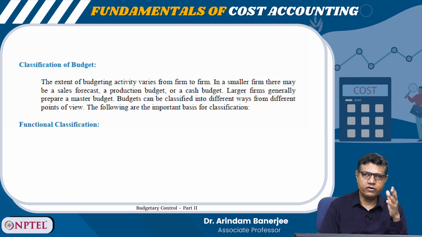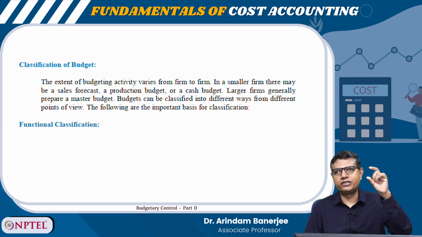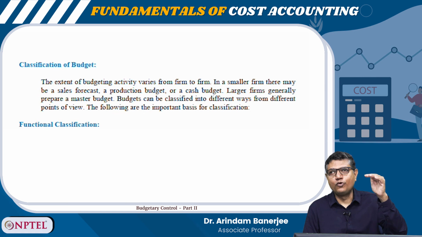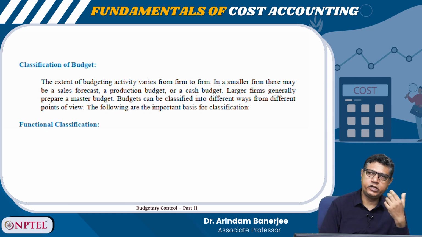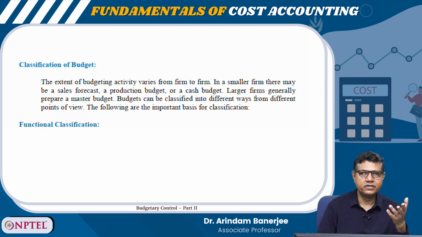For example, on flexibility, it can be fixed or flexible. A fixed budget is where I am preparing the budget on the basis of a particular production level, so there is no scope for flexibility. But if I want to understand how my budget will change if the production level changes, then I can use the flexible budget. Then it can be short term or long term.